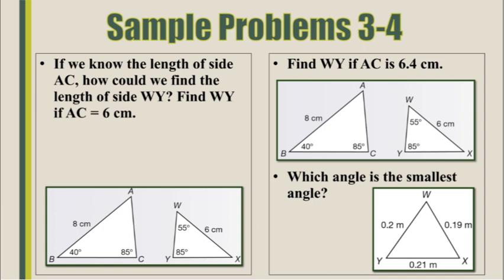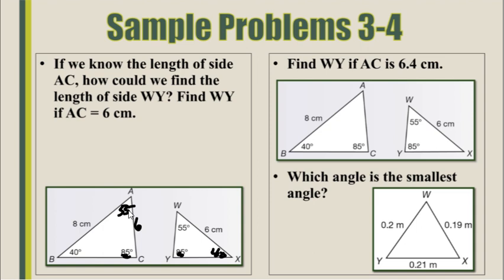Example problem 3 and 4. If we know the lengths of side AC, how could we find the lengths of side WY? So find WY if AC is 6. So they're saying this is 6 here. Since these would be similar triangles, because they have similar angles here, that this is 85, that means this has to be 40, this has to be 55.